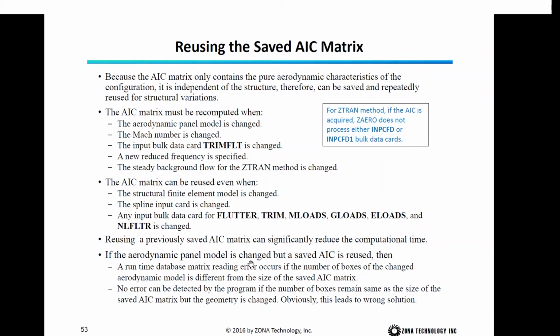If the aerodynamic panel model is changed but a saved AIC is reused, then a runtime database matrix reading error occurs if the number of boxes of the changed aerodynamic model is different from the size of the saved AIC matrix. However, if you change the aerodynamic model and the number of panels stays the same, no error can be detected by the program, because the number of boxes remains the same as the size of the saved AIC matrix, but the geometry is changed. Obviously, this leads to a wrong solution.